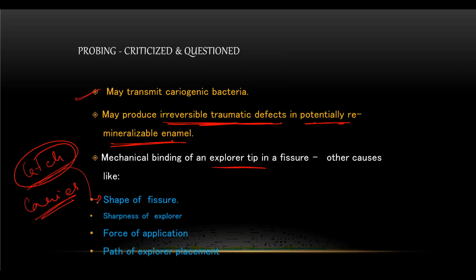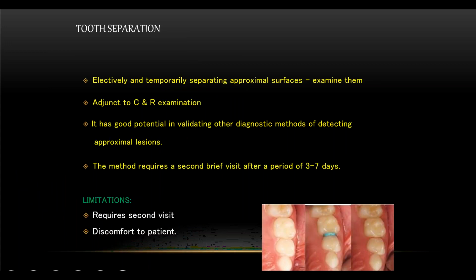One, the shape of the fissure. If your fissures are more deep, you might get a catch. However, there might not be caries there. Then sharpness of the explorer. If the tip of the explorer is too sharp, you will get the catch. If the pressure applied while using the explorer is too much, then you might get a catch. Also the path of explorer placement. If you are placed in the path of the most retentive grooves, you might get a catch. So just by having a catch, you cannot diagnose that there is presence of caries.